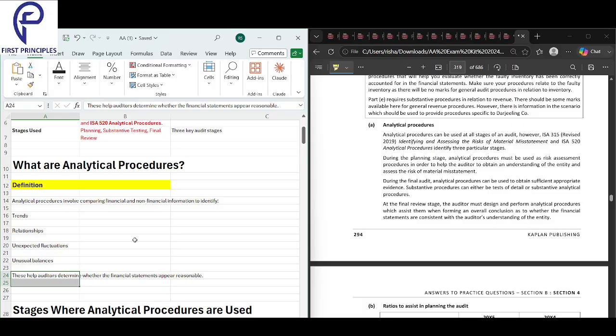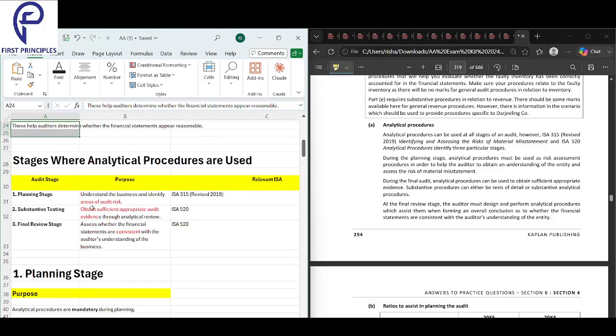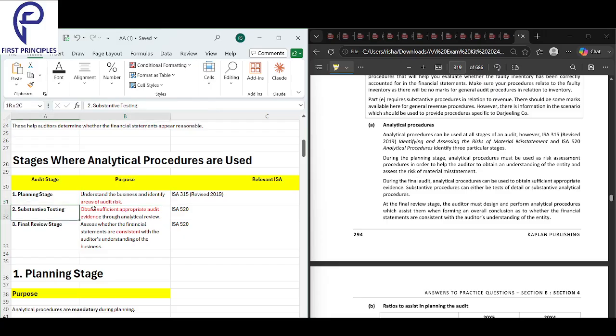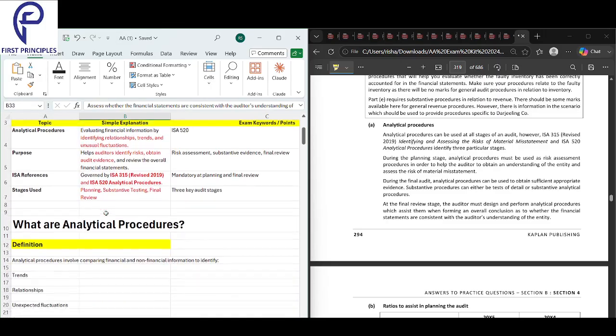You will get to know any unusual fluctuations. You will get to know any unusual balances. And at which stage is it used? It's used in all the stages. In the planning stage, it is used. In the substantive testing stage, it is used. In the final review stage, it is used. It is used in all the stages.